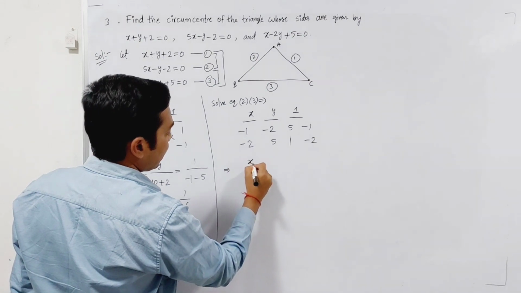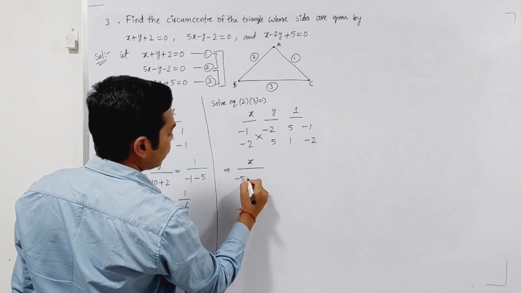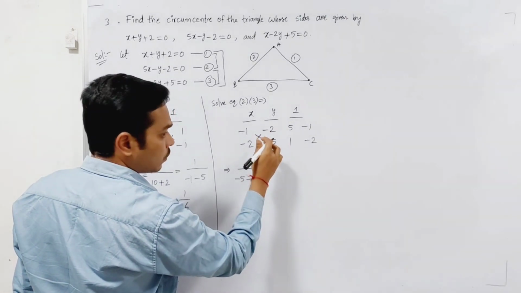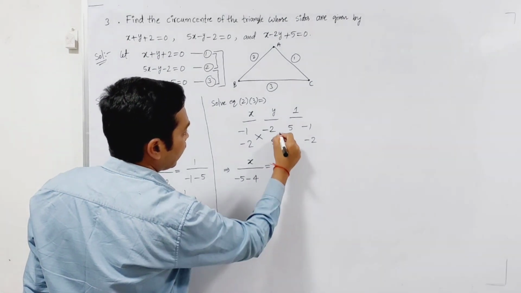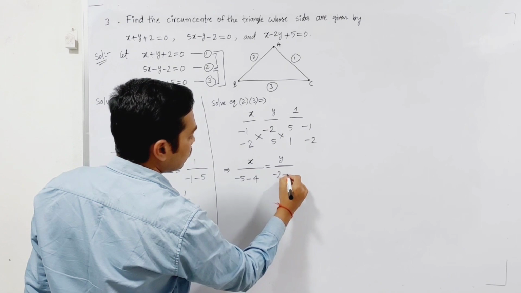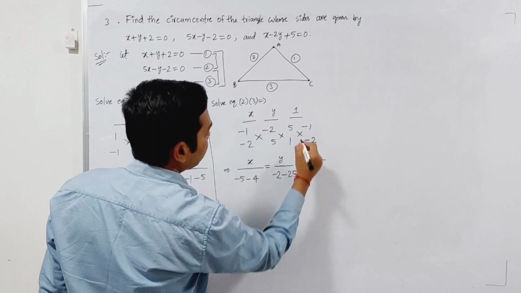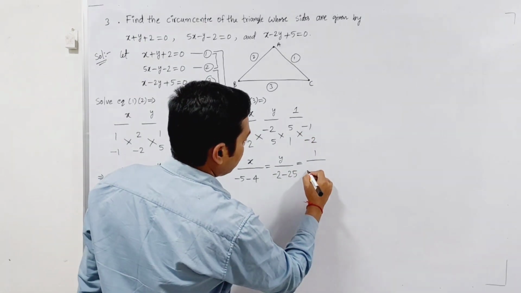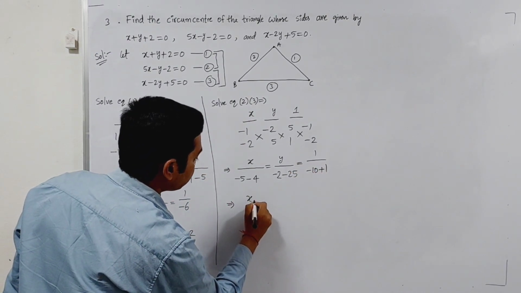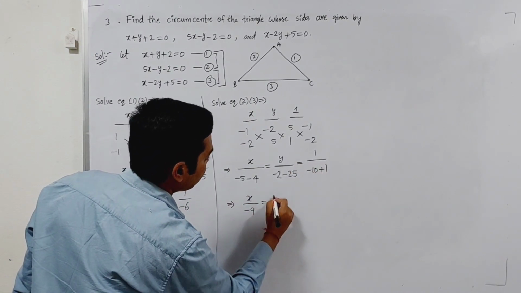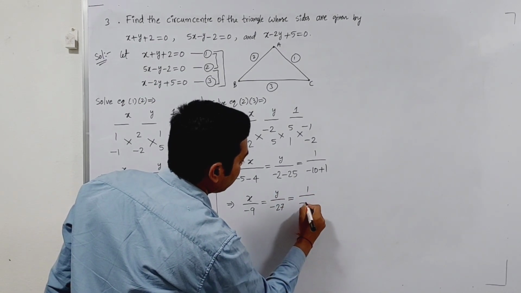Now apply x by AD minus BC. 1 into 5, minus 5. Minus 2 into minus 2, plus 4. Already here minus is there, so minus 4 equal to y by AD minus BC. Minus 2 minus 25 equal to 1 by, here also AD minus BC. Minus 10 minus of minus, plus 1. That implies x by minus 9 equal to y by minus 27 equal to 1 by minus 9.